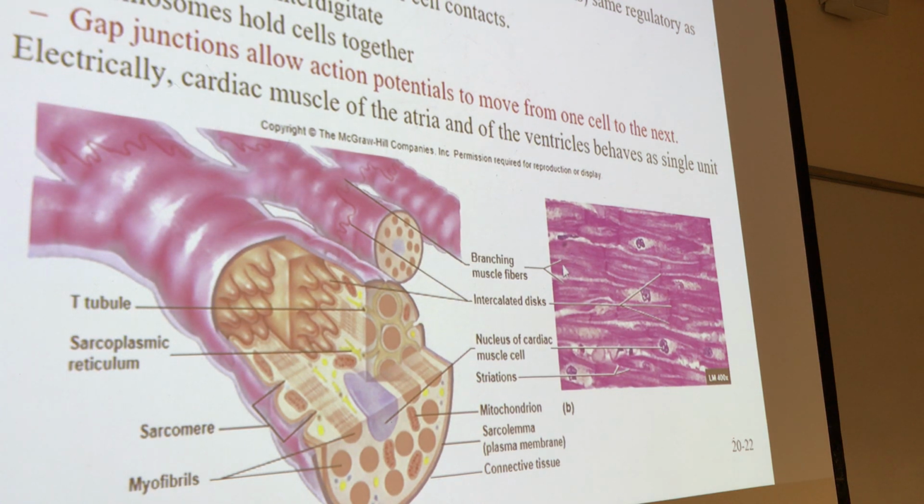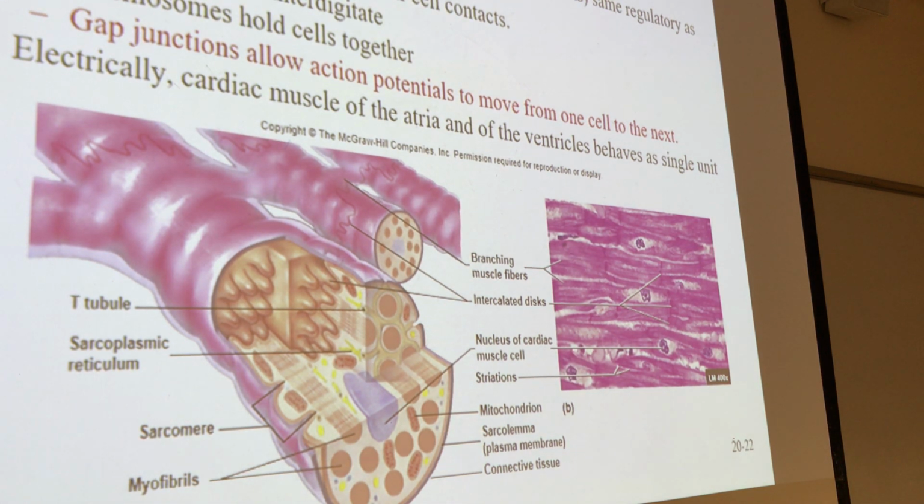Just keep in mind that unlike skeletal muscles, which always require a motor neuron to activate, and if the motor neuron's damaged, the muscle can't contract, cardiac muscles don't. They're autorhythmic. They will contract by themselves. So if you don't give them the proper information, they will contract at different times.